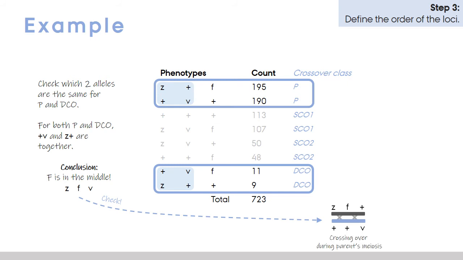That means when a double crossover occurred between Z and F, a crossover occurred between F and V. And that means that the two gametes that would come out of this would be Z plus plus and plus FV. What do we see? We see plus VF, plus FV. It's not the same order, but it's the same thing. Plus FV, plus FV, and then Z plus plus, Z plus plus. Yes, it's correct.